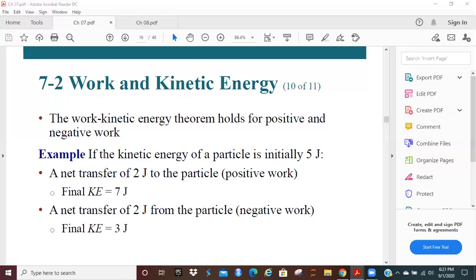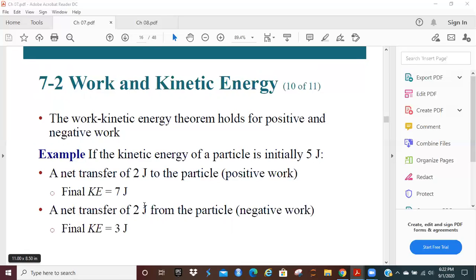So let's take a look at an example here. If the kinetic energy of a particle is initially 5 joules, and there's a net transfer of 2 joules to the particle, or positive work, what happens? What is the final kinetic energy? And 7, that's right, because we're transferring 2 joules to the particle. Started out with 5. If I have $5 and give you another $2, you end up with $7.